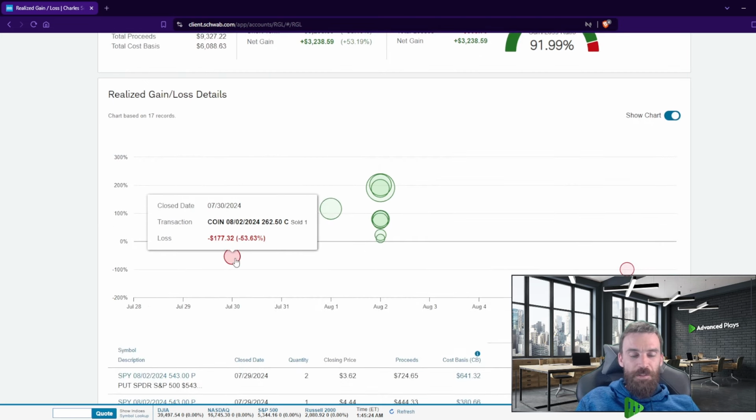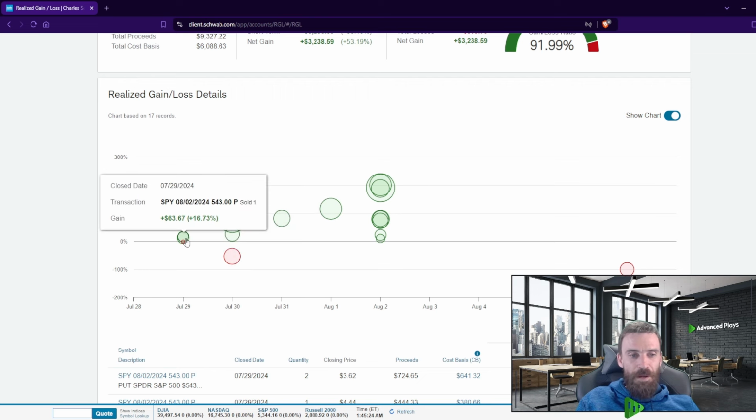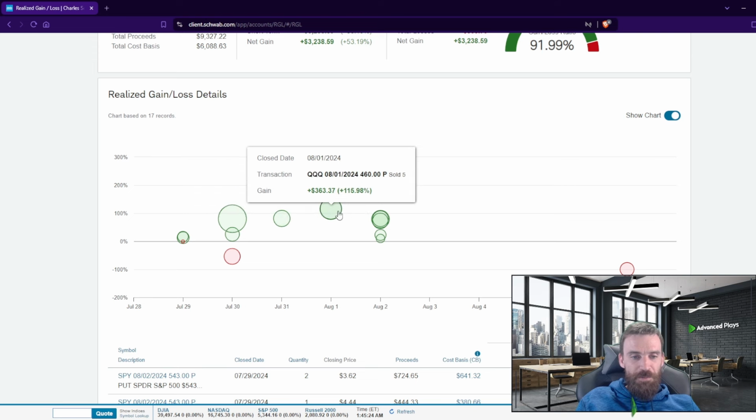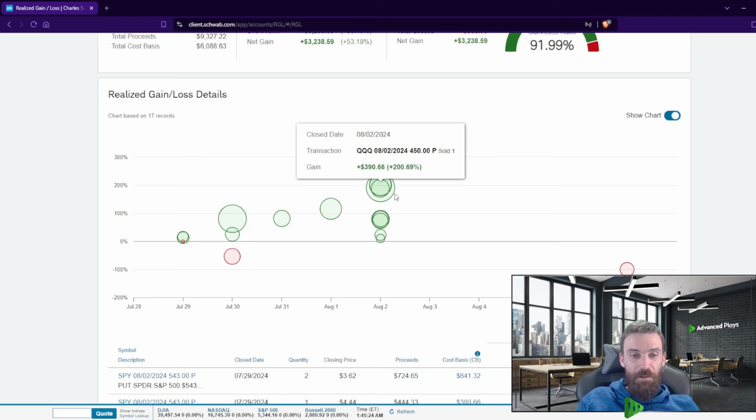Like I said, only one loss in the first week was coin puts, very small size, lost half of that, no big deal. The very first trade I took in this account was a $63 trade, 16%, nothing big there. SMCI was the first real big trade of the challenge, plus 80%. That was really nice. I had a lot of shorts on SMCI outside of this challenge account too, so that was great, but happy to get a piece with the challenge account as well. And then just some small trades, a nice 115% gain on QQQ, had a 200% gain on it there. One of my favorite trades is Microsoft, but Meta also almost 200%.